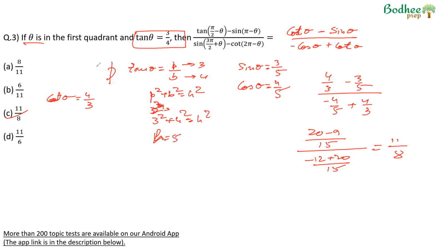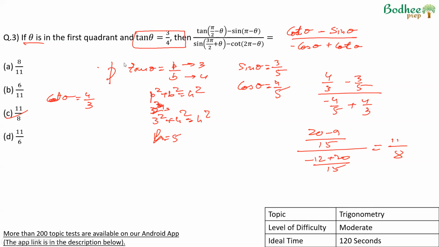Again, I'll not call this a difficult question because at the end of the day, all we have to do is find the value of sine, cos or all the ratios for theta and then arrange angles. So maybe a moderate level of difficulty, 2 to 2.5 minutes to solve.